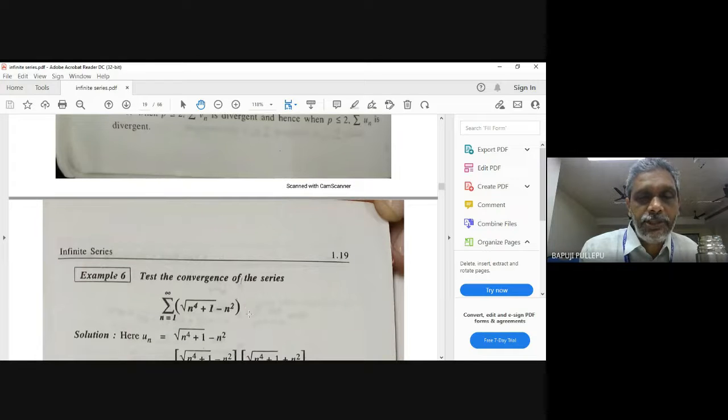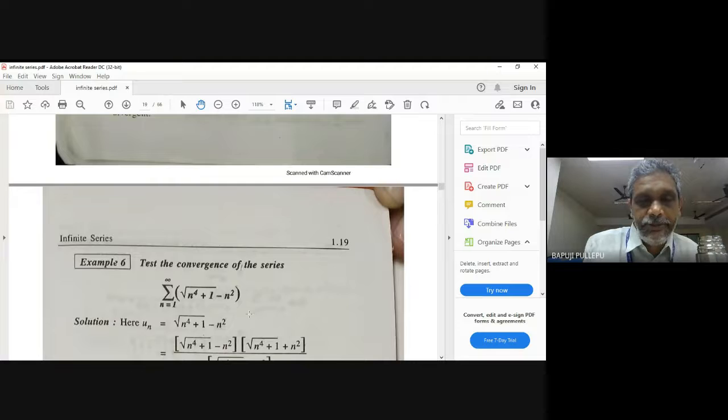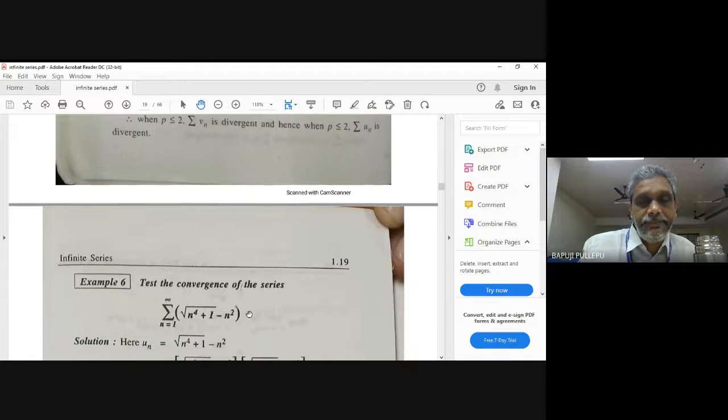This is a very, very good sum. How will you do this? Tell me. I want to prepare Vn. So here the root of n power 4 plus 1 by n square is there. What will you do immediately? If you take something common, there is no use here. What you will do is multiply and divide by the conjugate, root of n to the power of 4 plus 1 plus n square. So what will you get?